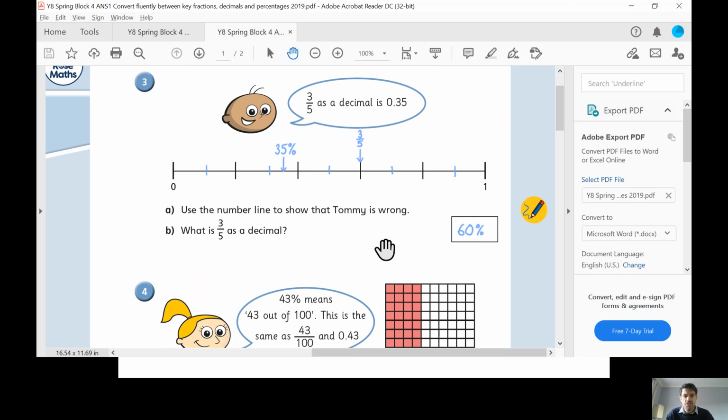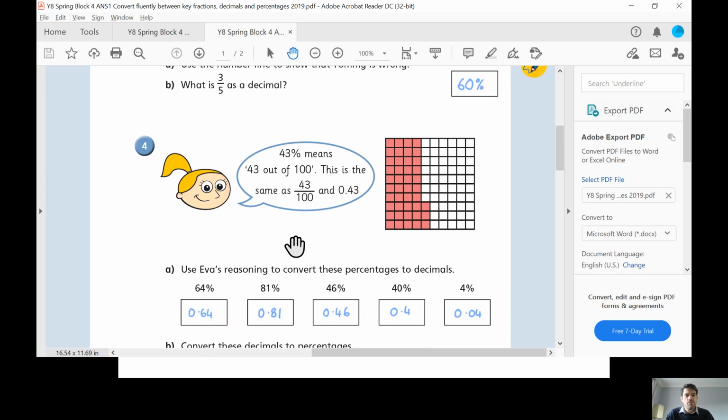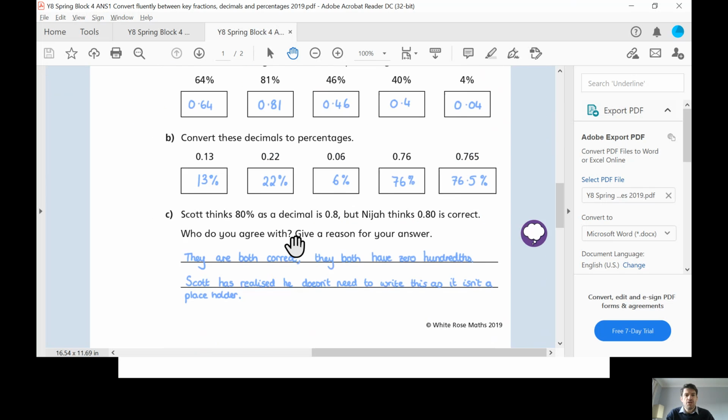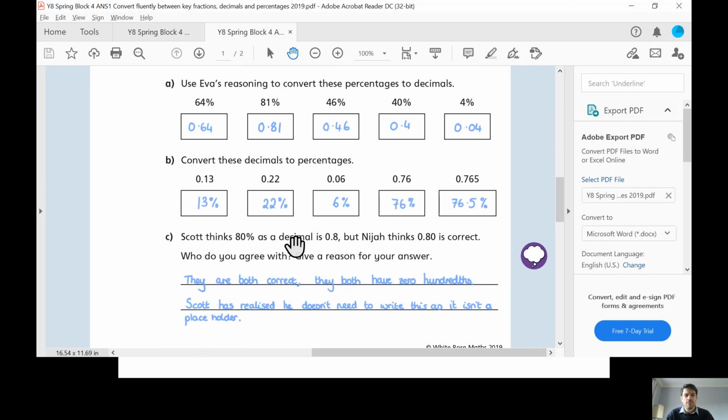Question 3, there are your answers. 35% is halfway between 30 and 40%. Here are the answers for question 4, please. They were both correct down here. 0.8 and 0.80 are the same, and they're both the same as 80%. You just don't need that placeholder, the 0 here.